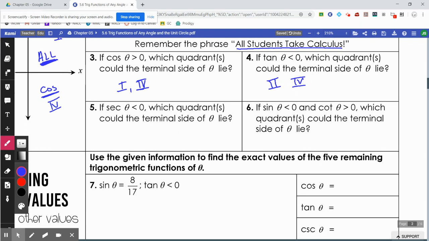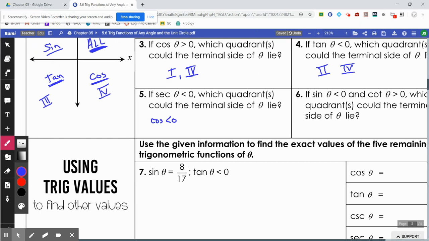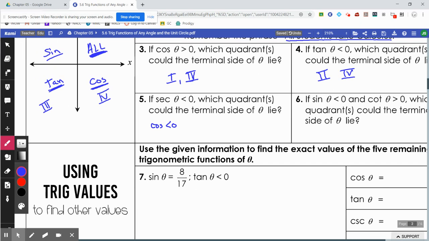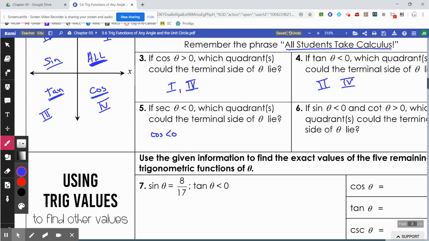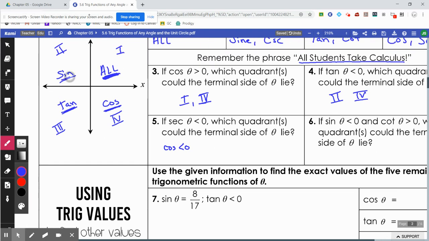Where could it lie? If secant is less than 0, and again, I have to do this, that means cosine is less than 0, because secant and cosine are reciprocals. So where would that lie? Where is cosine negative? That's what less than 0 means. Cosine is positive here and here, so cosine will be negative here and here. So that'd be either quadrant 2 or quadrant 3.